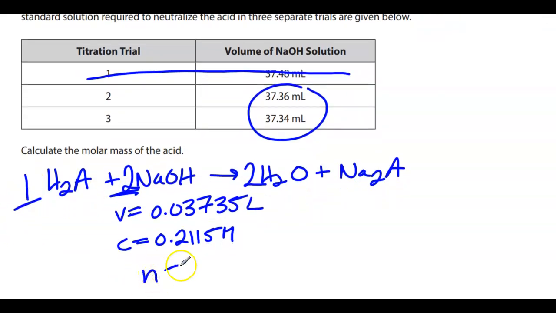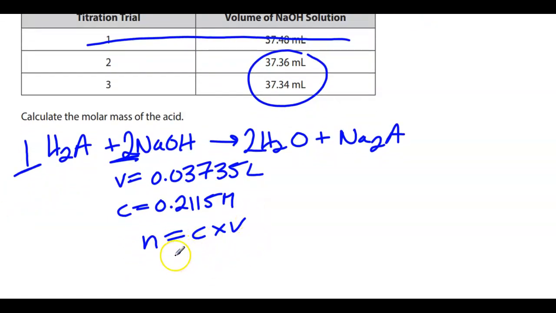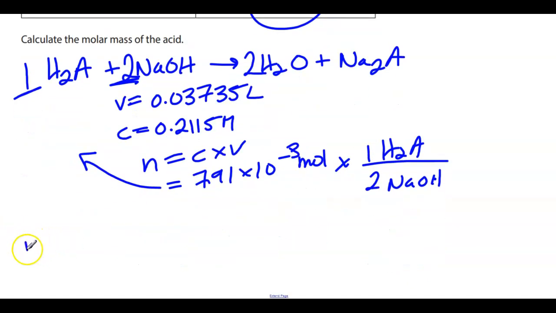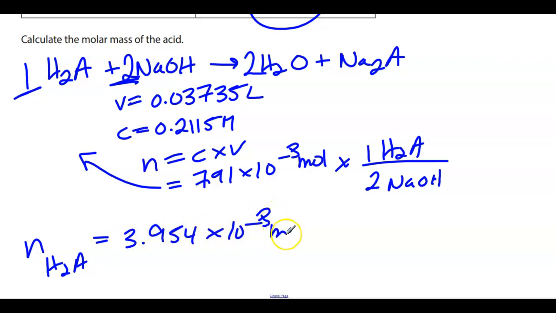Okay, let's do this. So moles is going to be C times V. So we figure out the moles here. So this is going to be 7.91 times 10 to the negative 3 moles. And because this is a 2-to-1 ratio, we would have half of the mole value. So your moles of H2A would be half of that, which is 3.954 times 10 to the negative 3 moles.